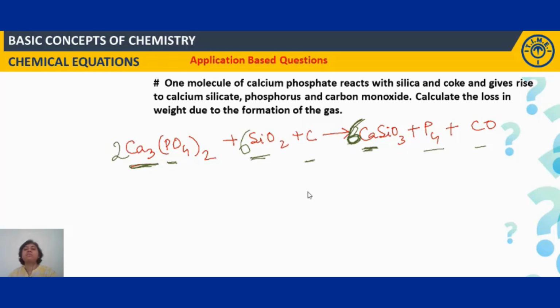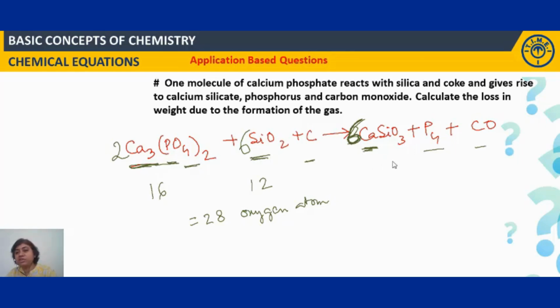Fine. Now we will work on oxygen atom. Left hand side calcium phosphate, how many oxygen atoms it is giving? In 1 molecule of calcium phosphate there are 4 2s are 8 oxygen atoms. So 2 molecules there will be 16 oxygen atoms. Look at the silica, another compound where oxygen atoms are there. 6 silica molecules gives 12 oxygen atoms. So 16 plus 12, total number of oxygen atoms is 28 oxygen atoms, right? 28 oxygen atoms.